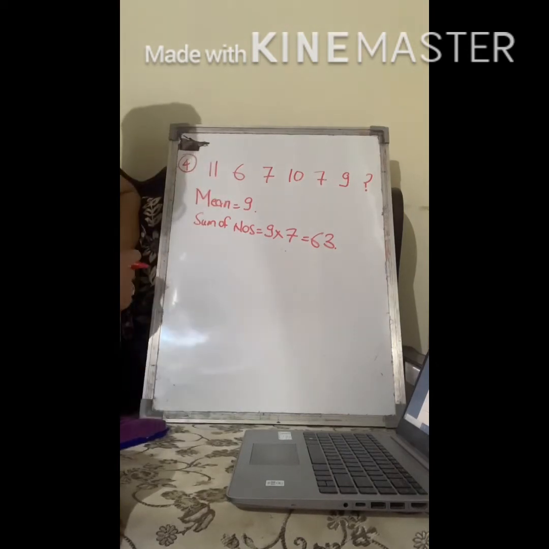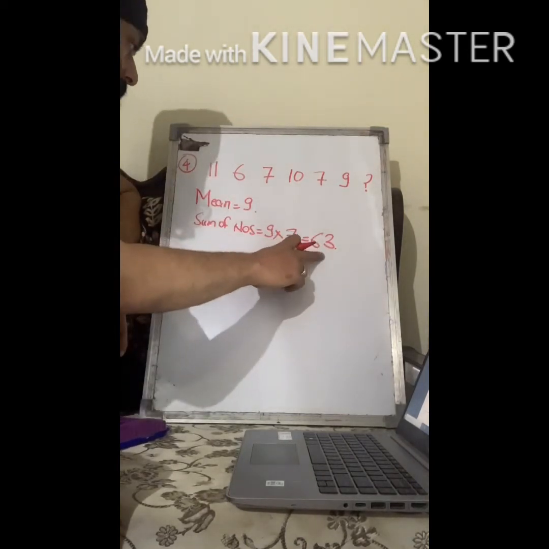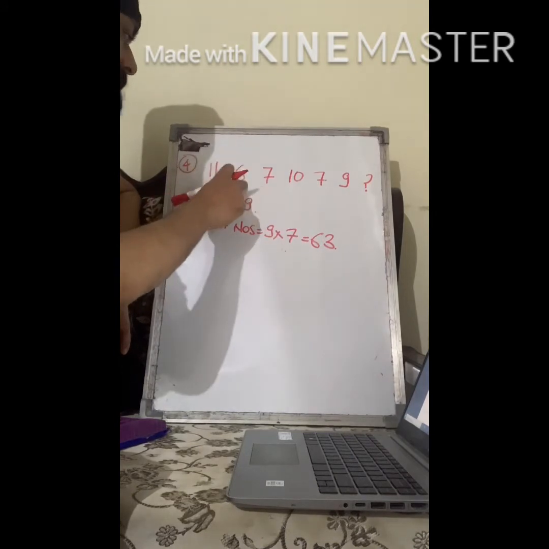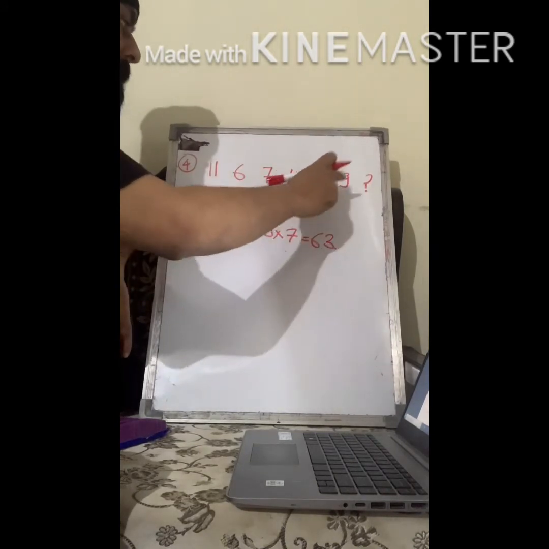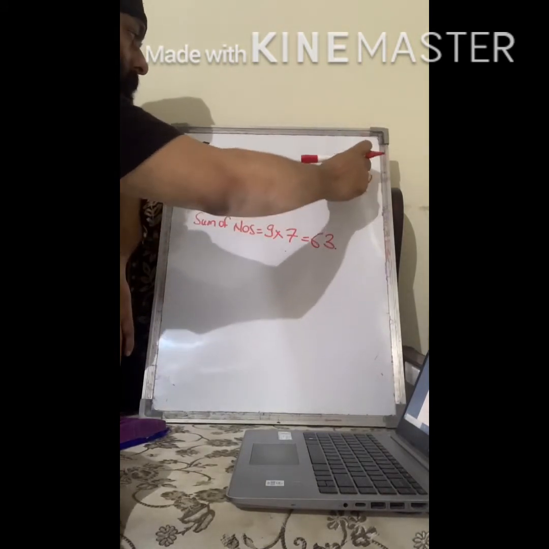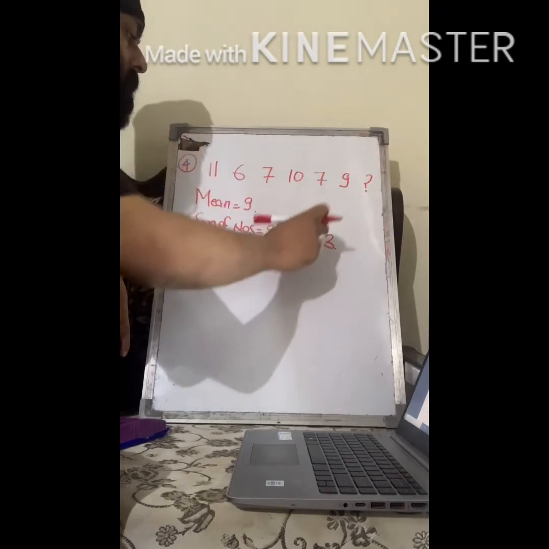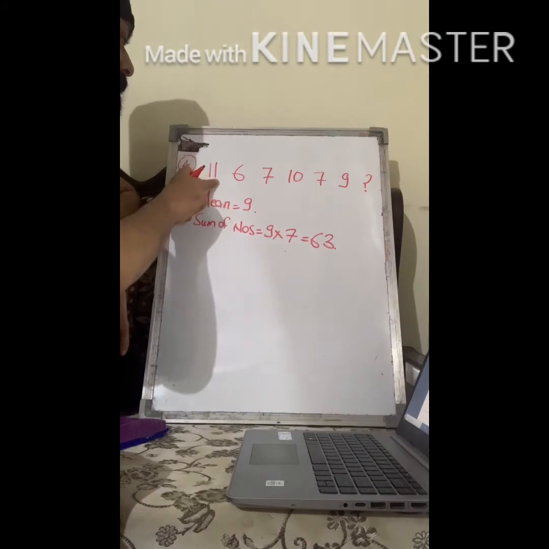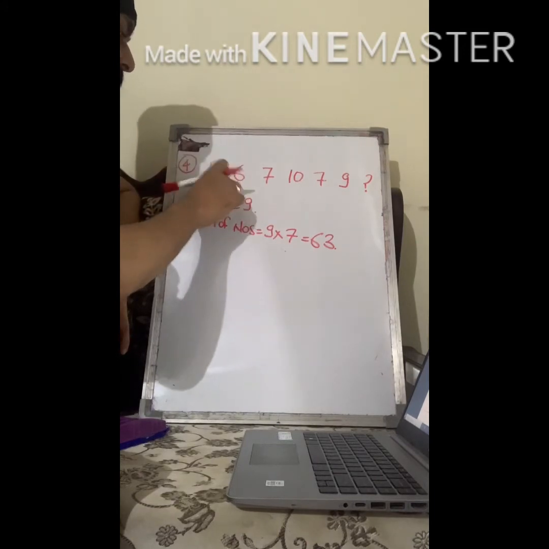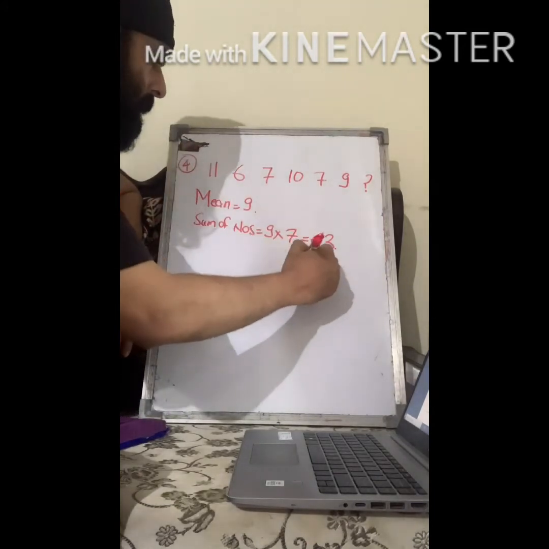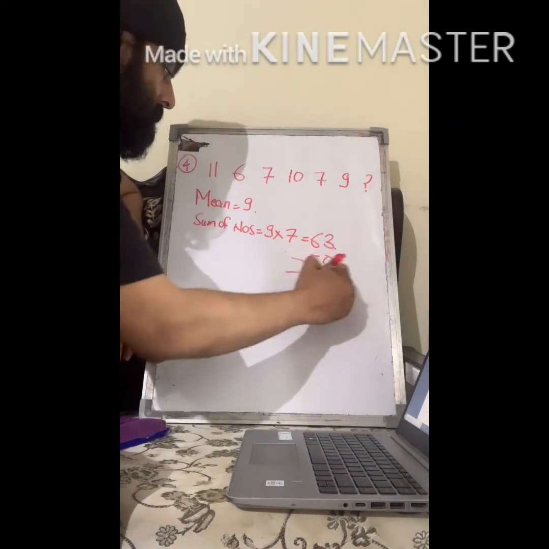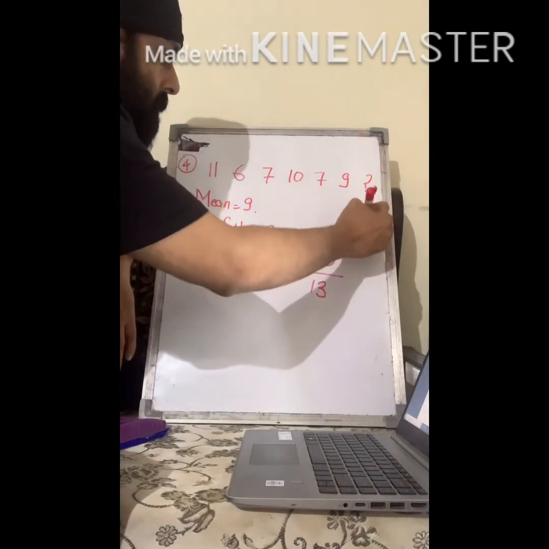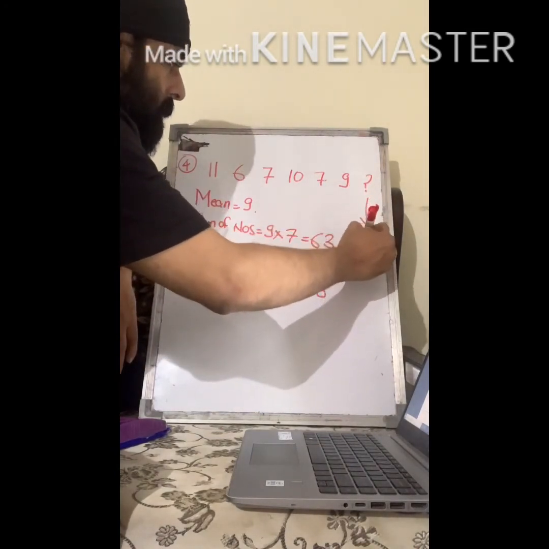Now, what is 63? 63 is 11 plus 6 plus 7 plus 10 plus 7 plus 9 plus this number, which means this number is equal to 63 minus the sum of all these numbers. So let us find the sum of all these numbers: 50. 63 minus 50 is 13. So the question mark is 13.